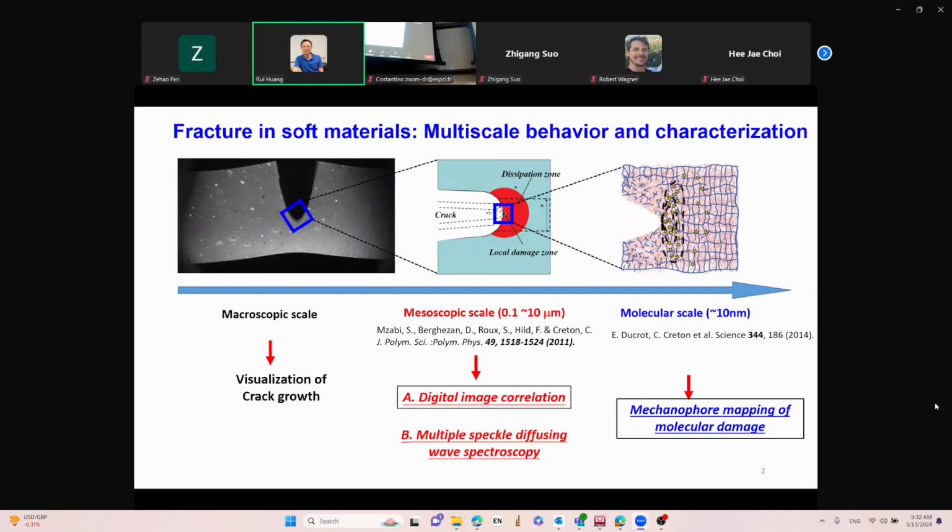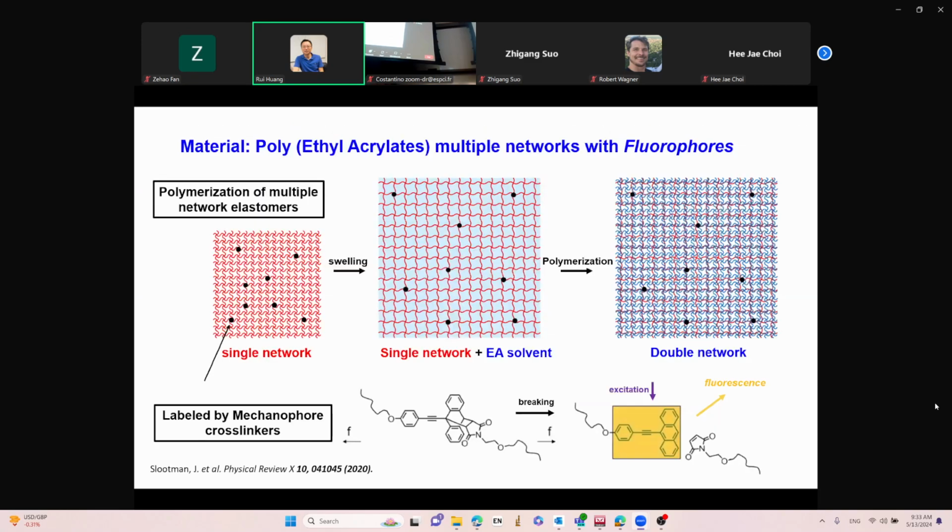So you'll see a bit of propagating cracks. You're going to see digital image correlation used at crack tips combined with mechanophore mapping of molecular damage, which is the recent tool that I've brought to this type of study, and seeing how we can learn things from combining these two techniques and how maybe we can model them.